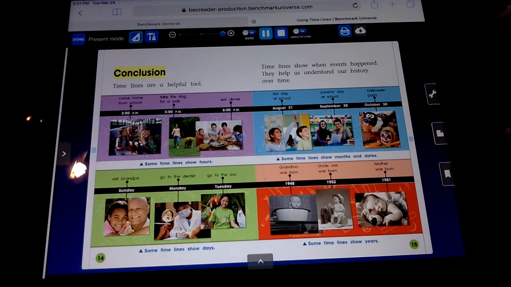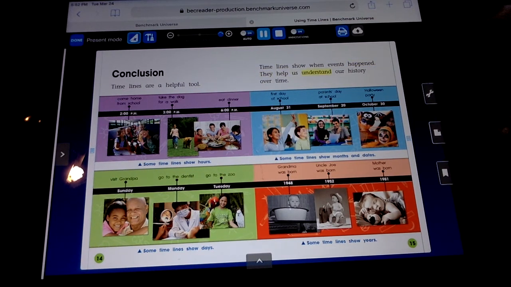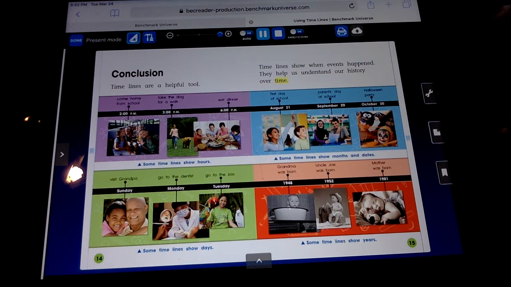Conclusion. Timelines are a helpful tool. Timelines show when events happened. They help us understand our history over time. 2 p.m. Come home from school. 3 p.m. Take the dog for a walk. 6 p.m. Eat dinner. Some timelines show hours.